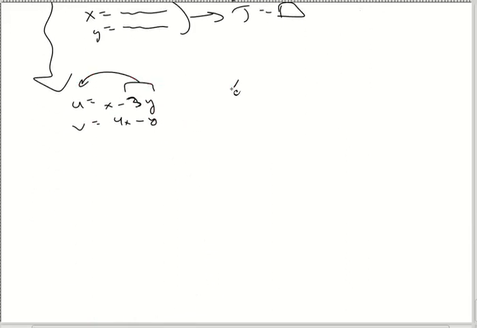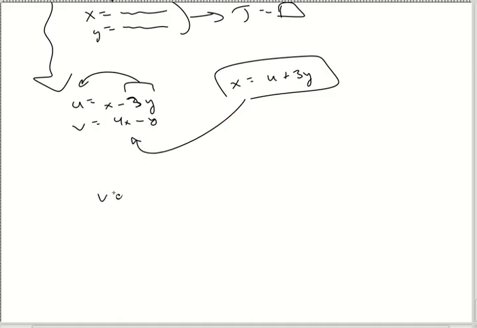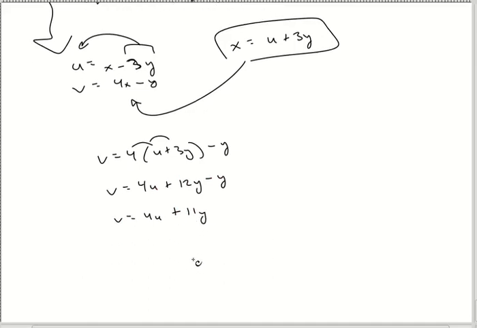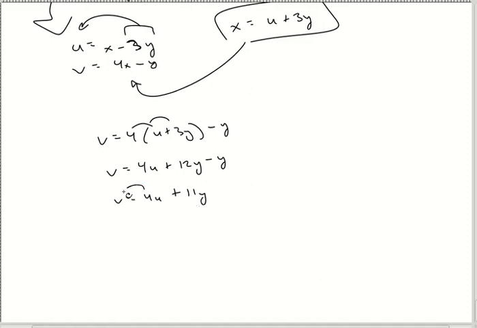I'm going to toss this over. x is equal to u plus 3y. I could take that and plug it in right here. v is equal to 4 times (u plus 3y), and then minus y. Distribute your 4. So I got 4u plus 12y minus y, 4u plus 11y. Let's go ahead and solve for y, because that's what we're trying to get here in the end. So move this guy over, and then divide by the 11.